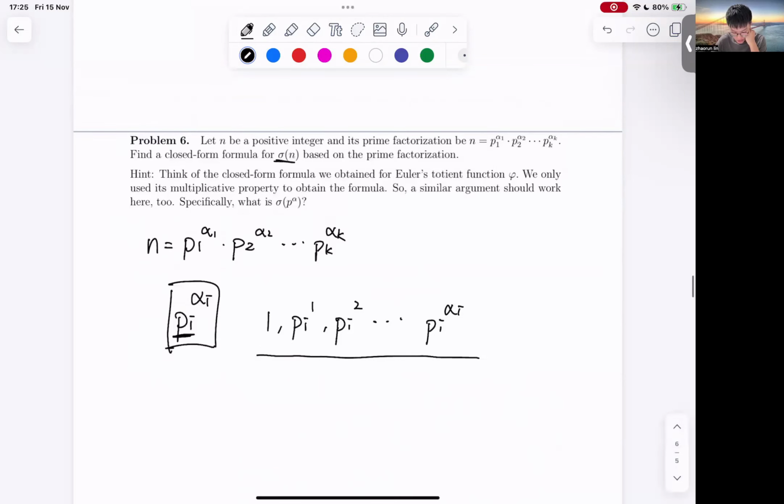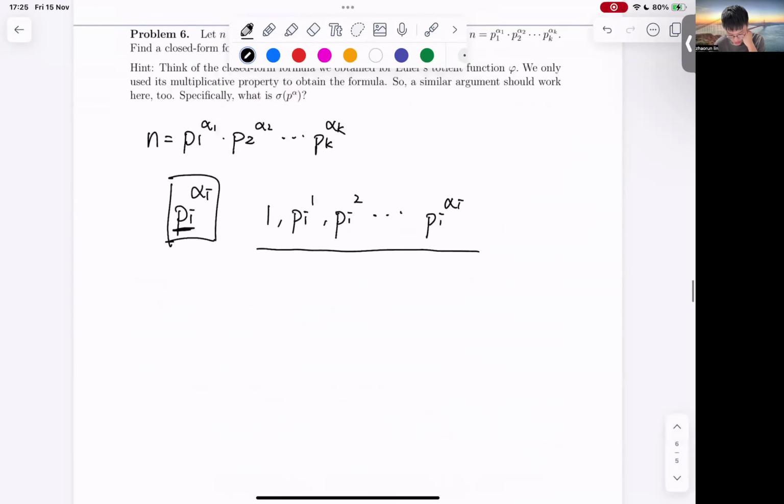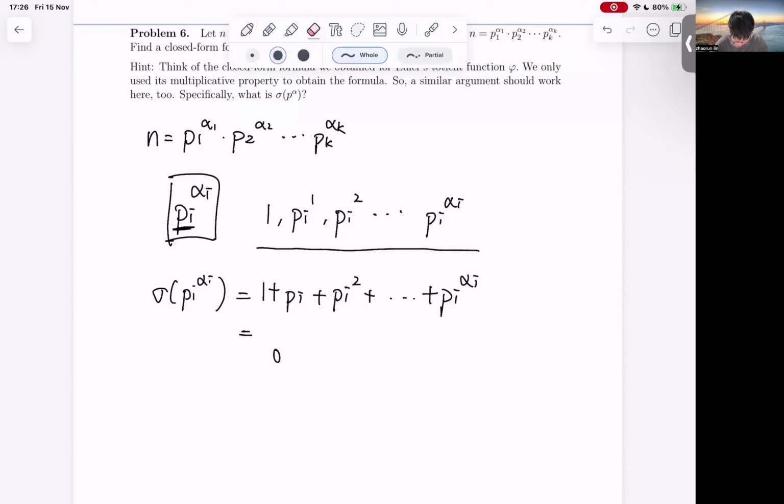Then since sigma n is the sum of the positive divisors of this integer, we can write sigma. So this is equal to the sum of all of the positive divisors as we listed above. So it's from I equals 0.